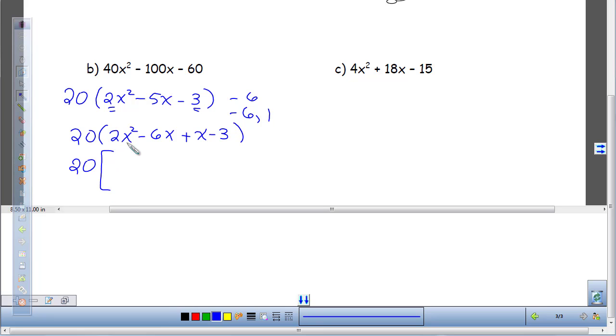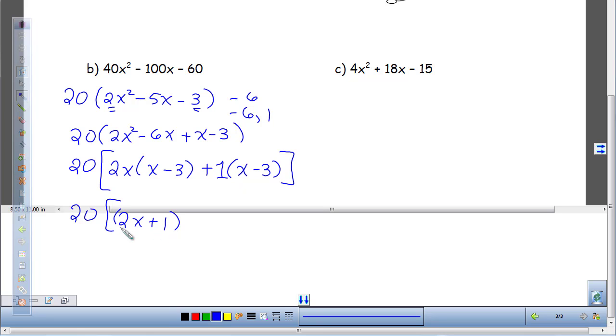For the first two, I'm going to factor out what? 2x. I'm left with x minus 3. Over here, I have x minus 3. Okay, so we bring the 20 down. 2x plus 1 times x minus 3.